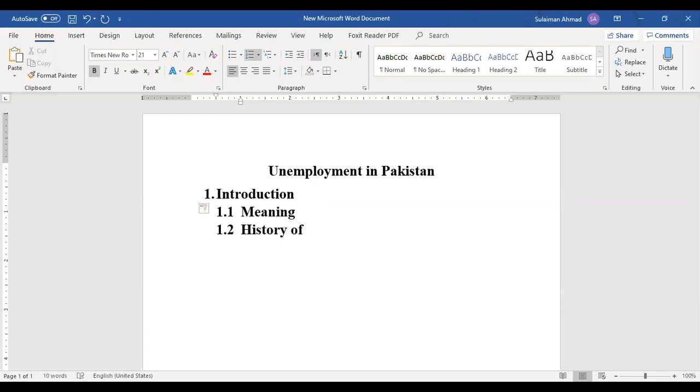Come on, give me ideas. What else can we write here? Effects. Okay, solution. For example, this is our introductory paragraph. Then we have the second paragraph, that is about unemployment itself.